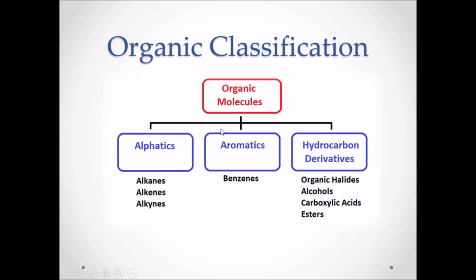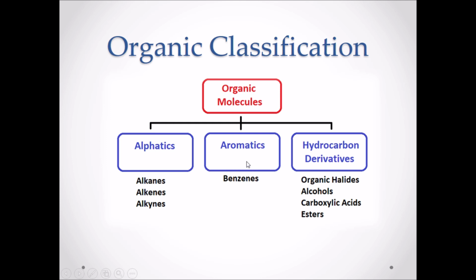Organic classification. There are 3 major classifications of organic molecules. First is aliphatics, and this will be the focus in the first 3 lessons. Alkanes, alkenes, and alkynes are all examples of aliphatics. Each of these molecules only contains carbon and hydrogen.